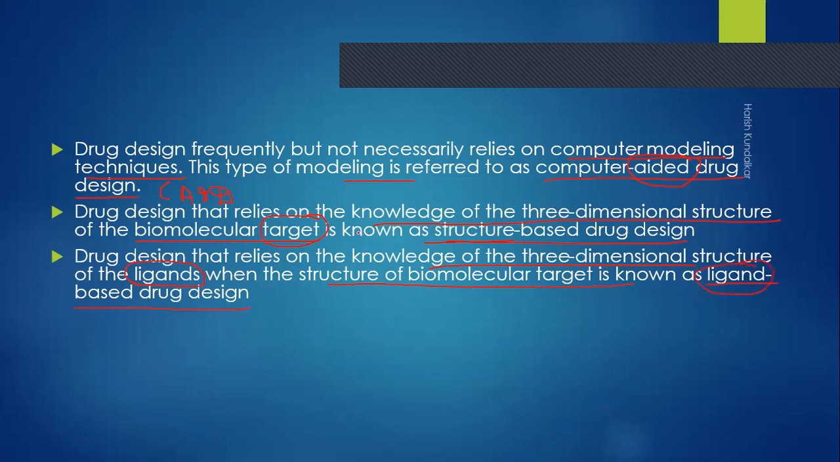Okay, once more, I'll just repeat this once more. When we know the structure of the target, but the structures of the ligands are not known, then we call it structure-based drug design. Okay, but when we know the structure of the ligands, but we don't know the structure of the receptor, then it is called ligand-based drug design. So these are the two fundamental types of drug design.